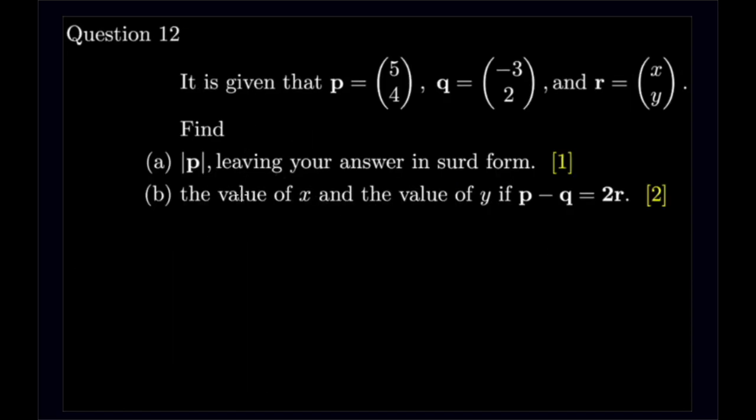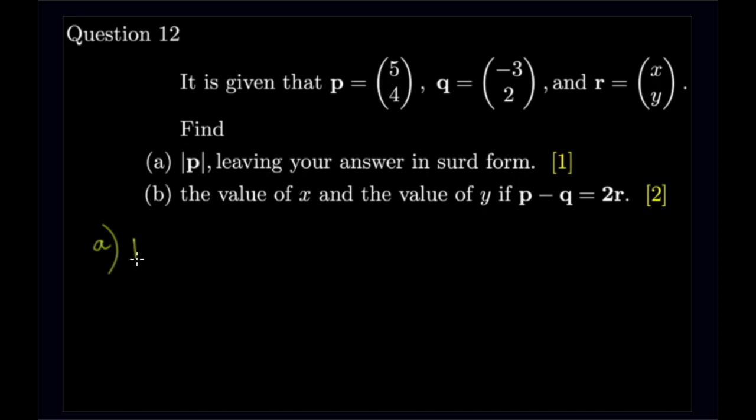Number 12 says it is given that p is equal to that, q is equal to that, and r is equal to that. So these are vectors, and the first part says find the magnitude. This means magnitude, modulus, or size. So find the size of p.